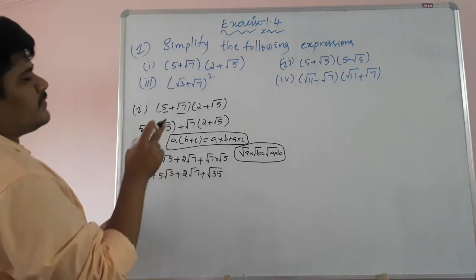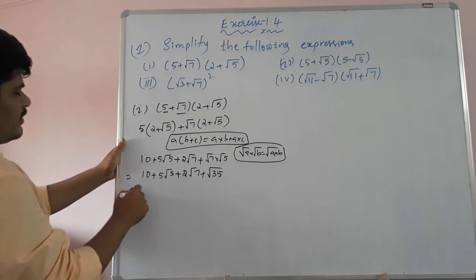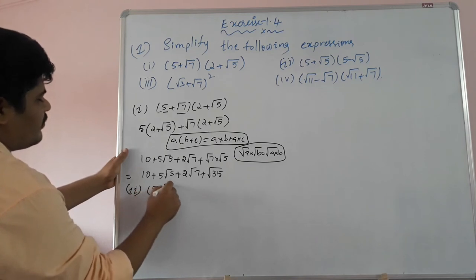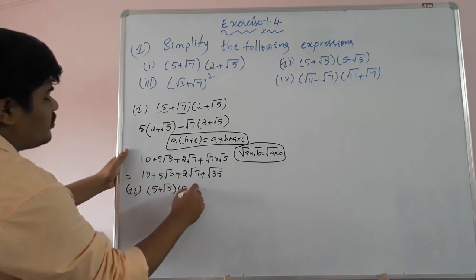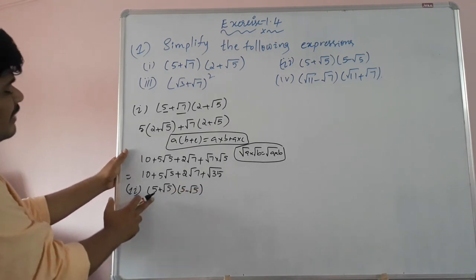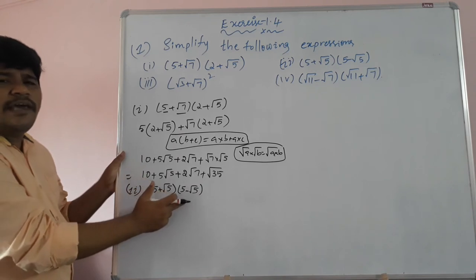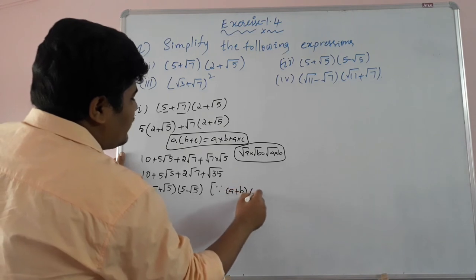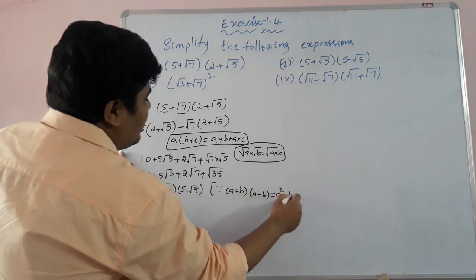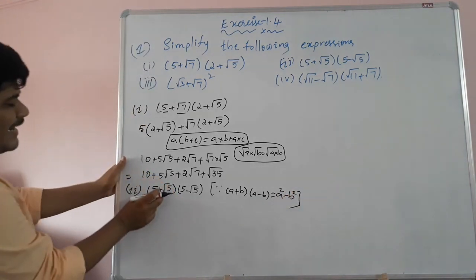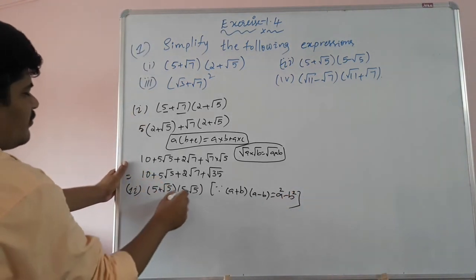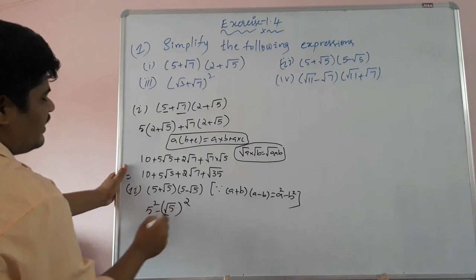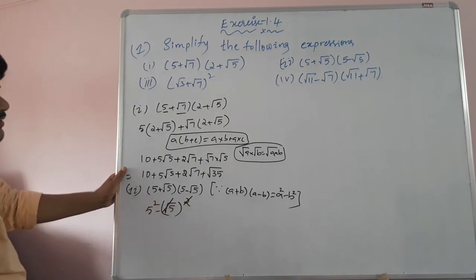Now see the next problem, the second problem. (5 + root 5) into (5 - root 5). Students, observe it clearly. It is in the form of (a+b) into (a-b). Since (a+b)(a-b) is equal to a^2 - b^2, we can write (5 + root 5)(5 - root 5) as 5 squared minus root 5 squared. And here, students, the square and square root will get cancelled. Now what is left?